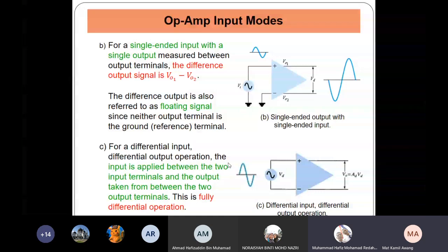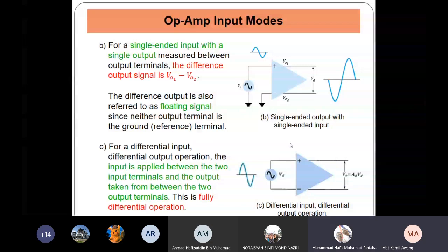And the output is taken from between the two output signals. So this is actually a fully differential operation, where the output is equal to the differential gain multiplied by the differential voltage. Okay, so this is just a concept.